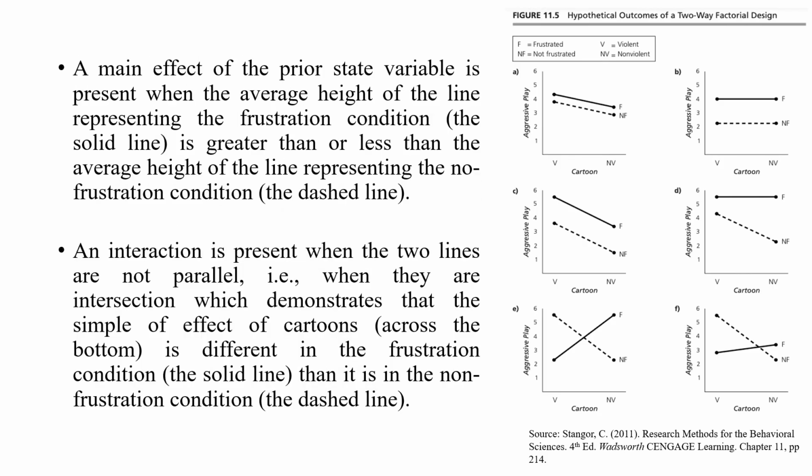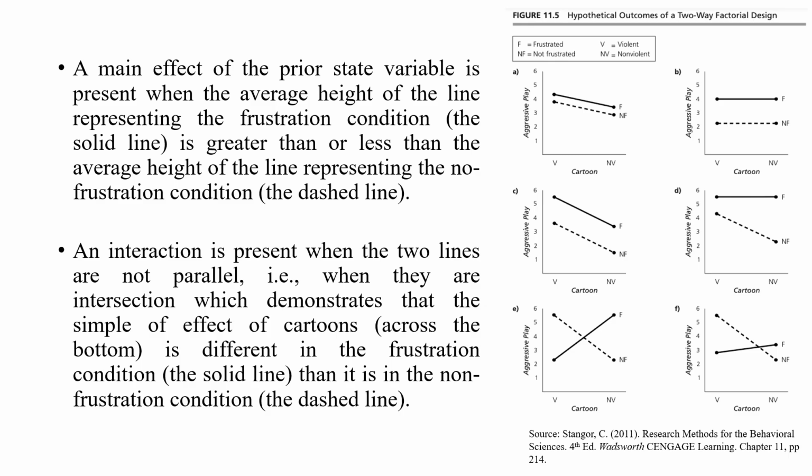A main effect of the prior state variable is present when the average height of the line, the overall solid line versus the dashed line, is greater than the average height of the non-frustrated line. So, here you can see, for example, in A there is actually not an effect of frustration in that sense. If it were greater or less than, then you would see that effect.